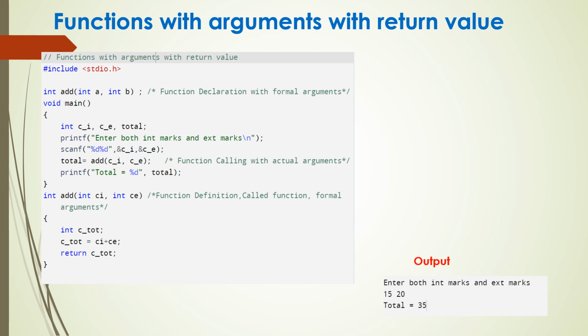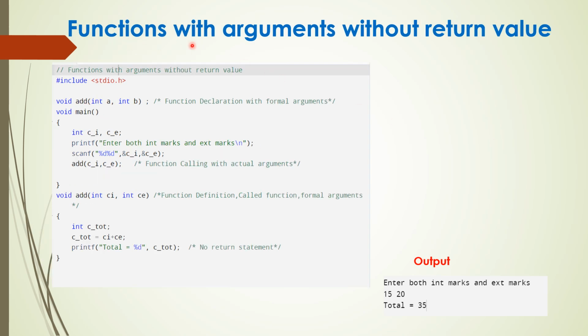Next we'll see the next type: functions with arguments without return value. So what will the function be here? Same one, #include <stdio.h>, and void, instead of int I am putting void. Why do I declare it like this? Because it is not going to return anything. In one of my videos on data types I told you void is a data type where we don't return anything. So it is void add, this is the function name, and int a and int b are the formal arguments. I'm just declaring what type it is: a type which is not going to return any value.